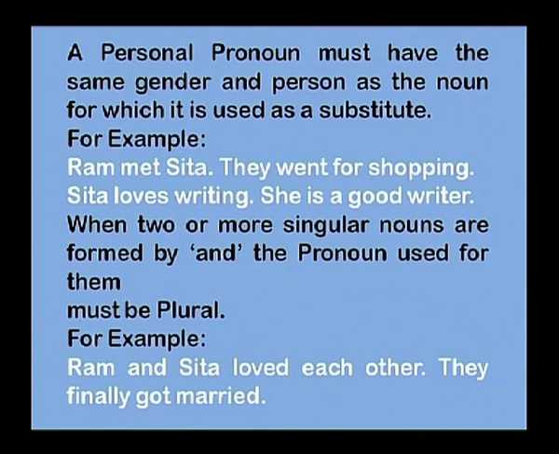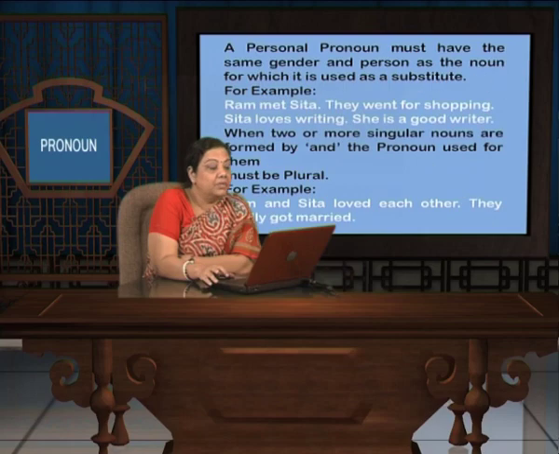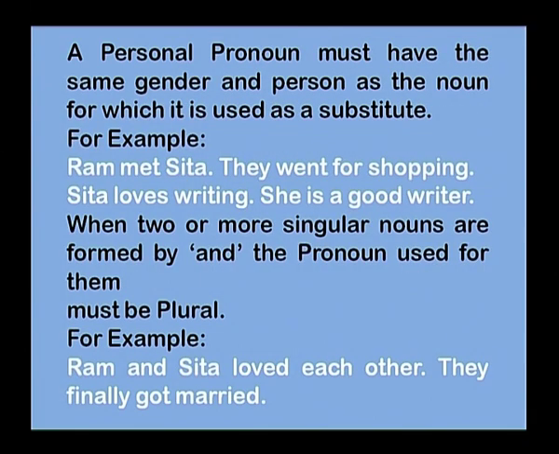What we see here is a very important thing: the personal pronoun must have the same gender and person as the noun for which it is used as a substitute. If I say he, then it's Ram here, and instead of Ram we are using he. We cannot use she. So we have to be careful about the gender also. Ram met Sita, they went for shopping. Sita loves writing, she is a good writer.